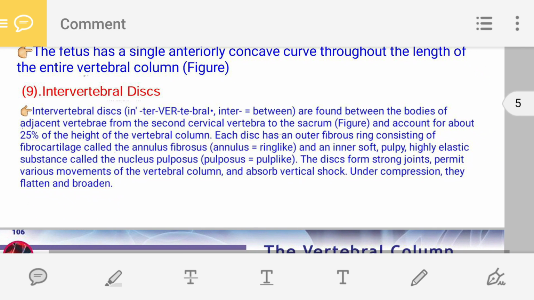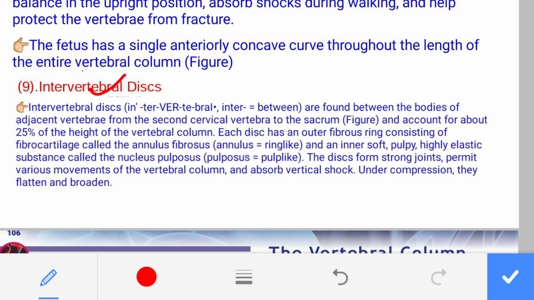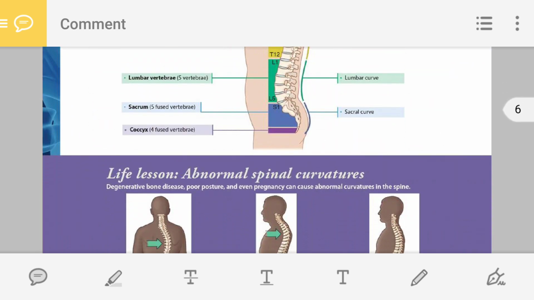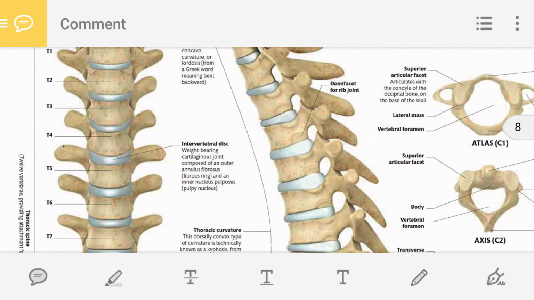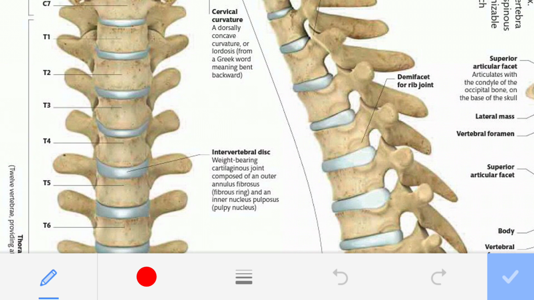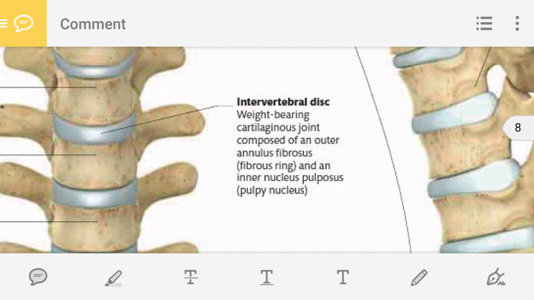Now the last point, the intervertebral disc. Now what is the intervertebral disc? Now I am showing you this. For example, here you can see this is T4, the fourth thoracic vertebra, and this is the fifth thoracic vertebra, and between them, this part is the intervertebral disc.